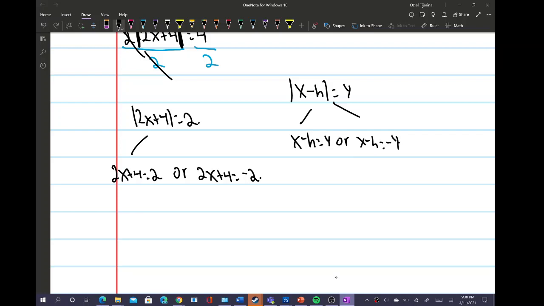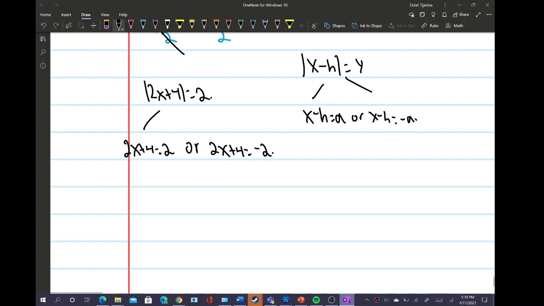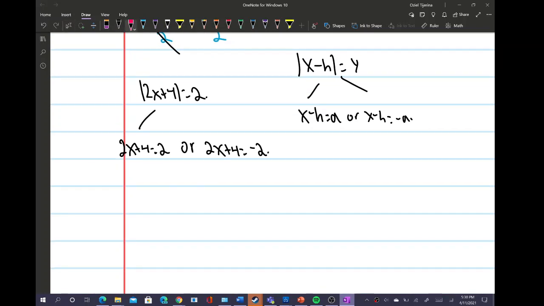That's how it works. I can use a different value other than y. I can say that it's negative a, or a, and then x minus h equals negative a. That can be another way to say it. But my point is that when you create the two equations, you always want to make sure that it's equal to the positive and the negative part, okay? So then moving on, we have minus 4 on both sides. You have 2x equals negative 2. You divide by 2 on both sides. You get x equals negative 1.